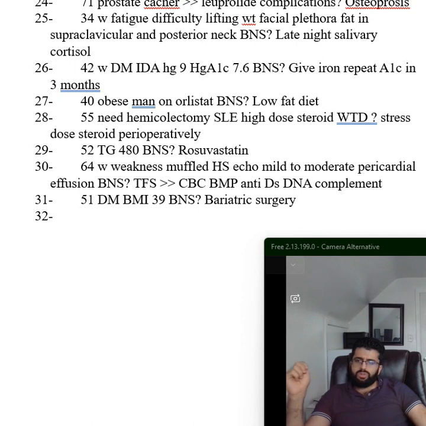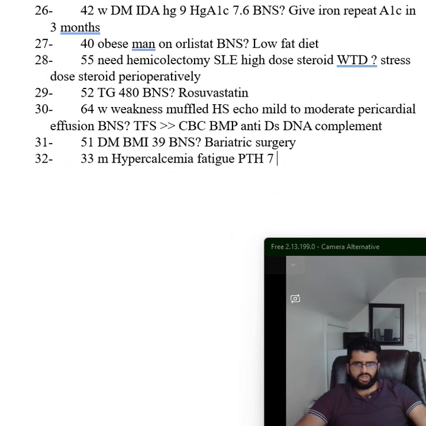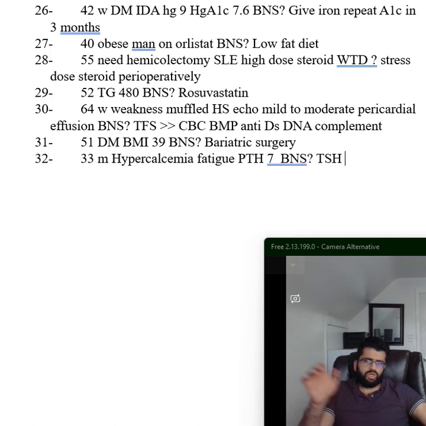So now somebody has hypercalcemia, and they have fatigue and palpitations as well, and then you check the PTH. PTH is low. So let's say this is a 33-year-old man who comes in with hypercalcemia, fatigue, PTH is low, and maybe there's some osteoporosis as well. You check vitamin D, all of that, it's normal. So what's the best next step? This one you want to check thyroid function test, TSH.